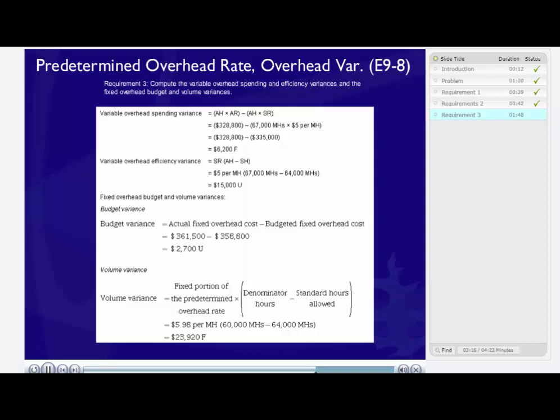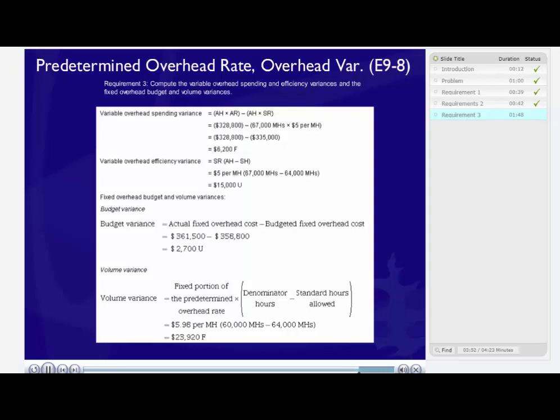But basically, variable overhead spending variance is equal to the actual hours times the actual rate, less the actual hours times the standard rate. And when we work through the calculations, we come up with a $6,200 favorable variance. The variable overhead efficiency variance is calculated by taking the standard rate times the difference between the actual hours and standard hours. And when we work through that calculation, we get $15,000 of an unfavorable variance.